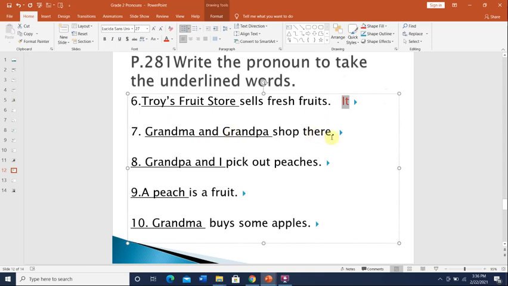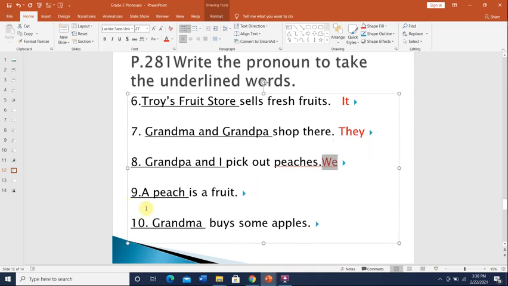Grandma and grandpa shop there. Grandma and grandpa, they're more than one person, so we will use they. Okay, grandpa and I. When I'm talking about another person and myself, we use we. We use a different pronoun because I'm talking about myself and somebody else with them.